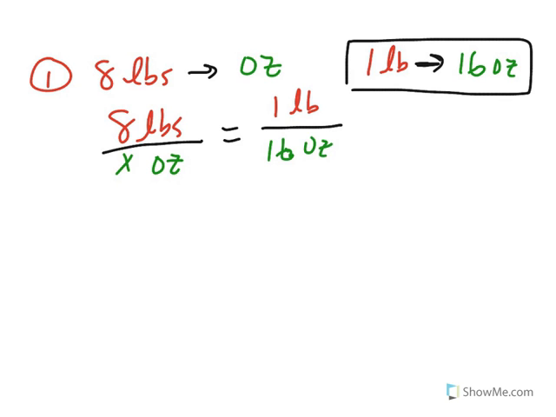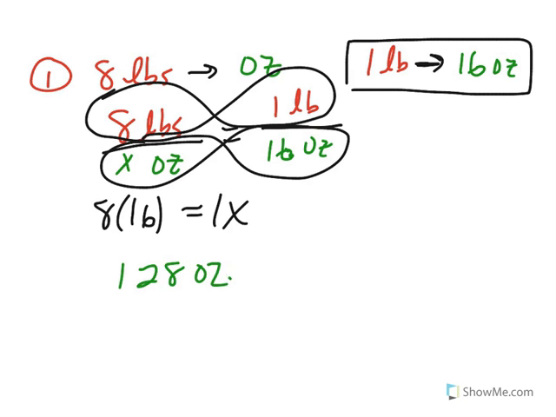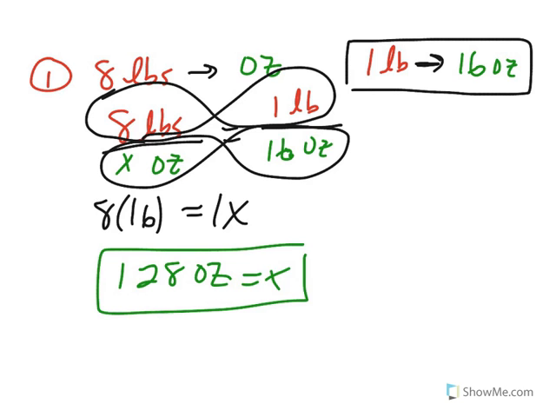Okay? So once I have this proportion set up, the next thing I need to do, and you can think back to when you did proportions, is cross multiply to solve it. So if I cross multiply here, I get 8 times 16. If I cross multiply here, I get 1x. You can go ahead and multiply 8 times 16. That's going to give you 128 ounces, because remember, that's what we were solving for. We were solving for ounces. So 8 pounds is then equivalent to 128 ounces.